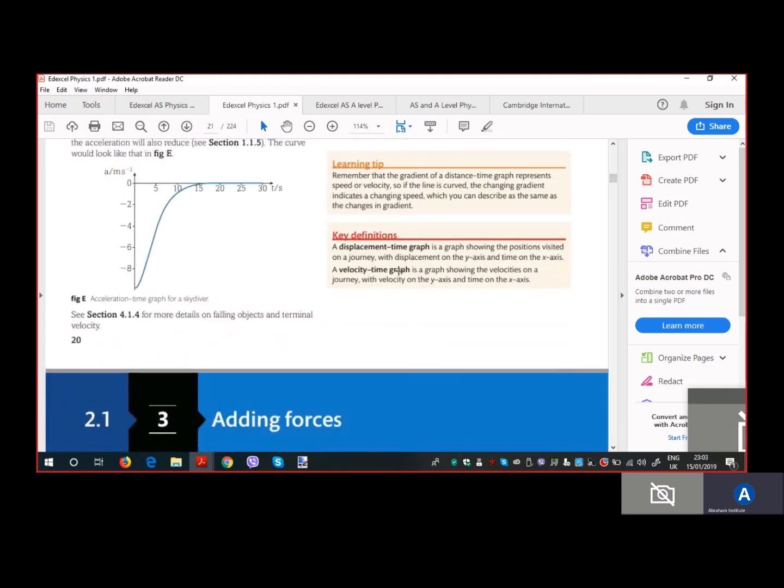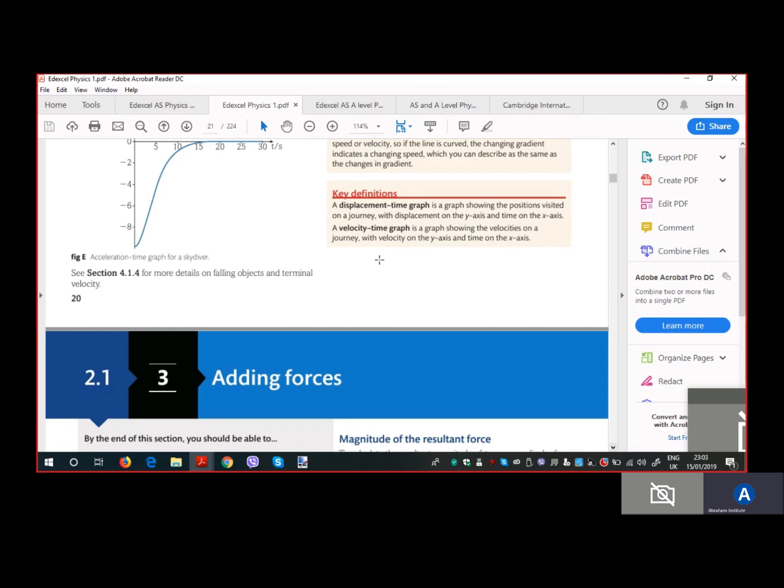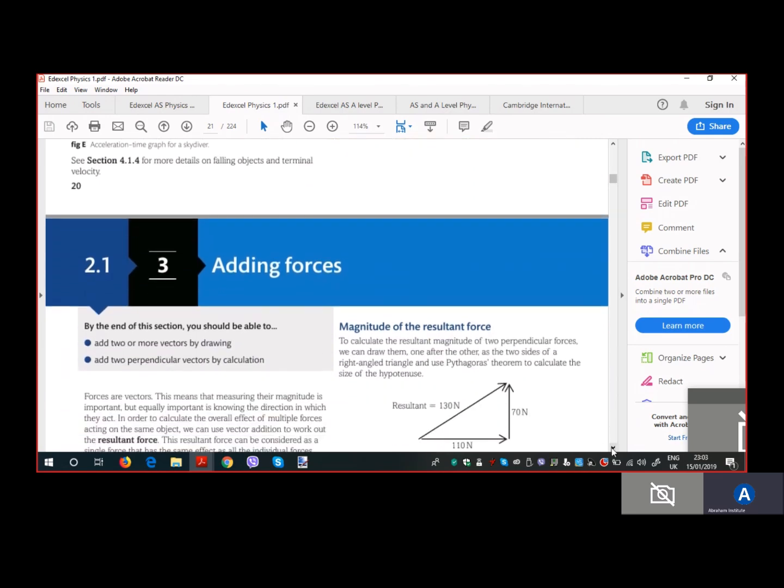A displacement time graph is a graph showing the positions visited on a journey with displacement on the y-axis and time on the x-axis. A velocity time graph is a graph showing the velocities on a journey with velocity on the y-axis and time on the x-axis. Then you do all those questions.